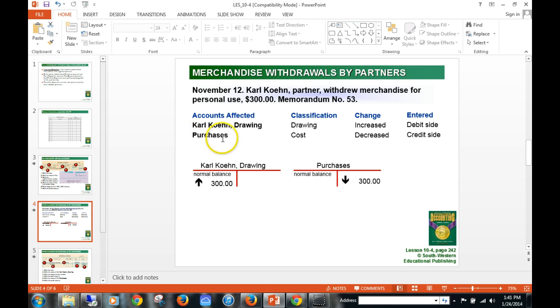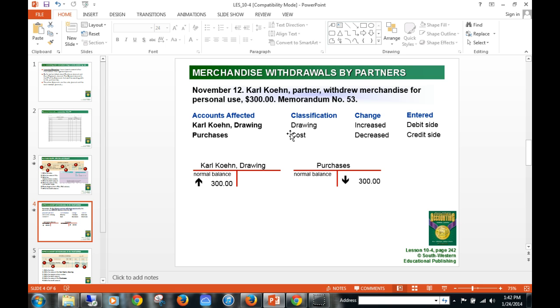Instead of crediting cash, we're going to credit purchases, which decreases our purchases of what we have on hand for our inventory. So we're going to debit Carl Cohn drawing. It's a drawing classification account. Purchases is a cost classification.